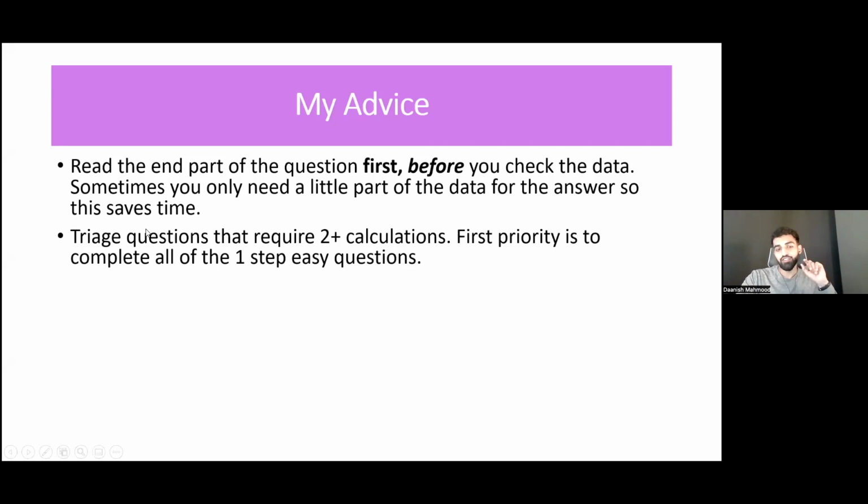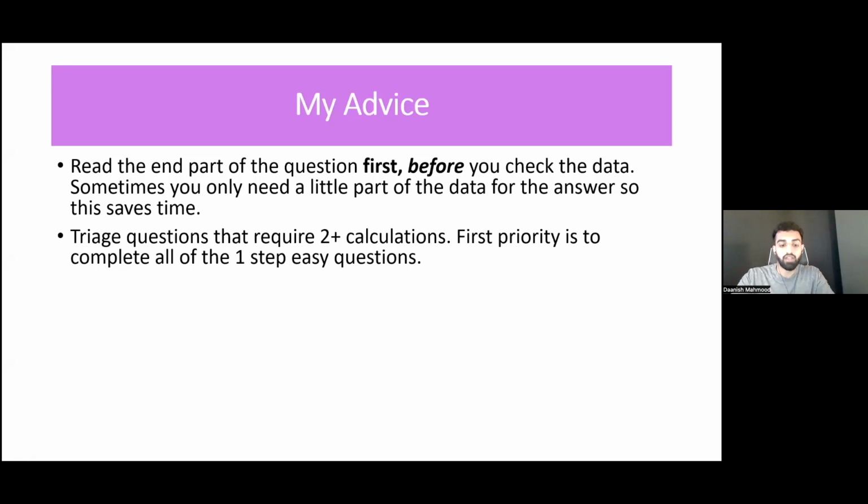Triage questions. So earlier on, you guys remember I showed you a flowchart, and I said, if you come across a simple question, do the question. And if you come across a complex question, guess, flag, and move on. Okay, please get used to doing that. Do not put yourself through doing two or three calculations for a question. It's simply not worth the time. You will have time to come back to it if you quickly do the question and move on.